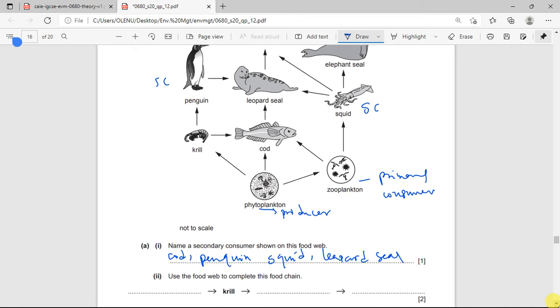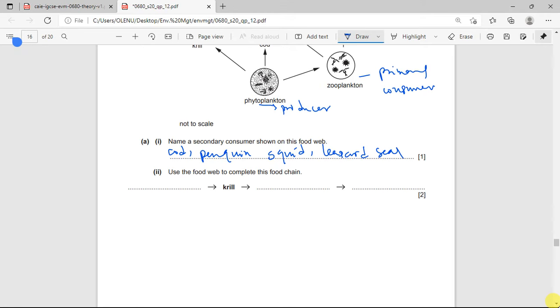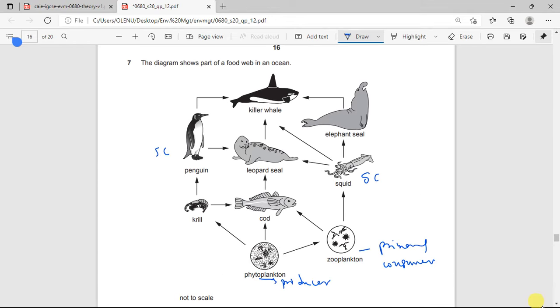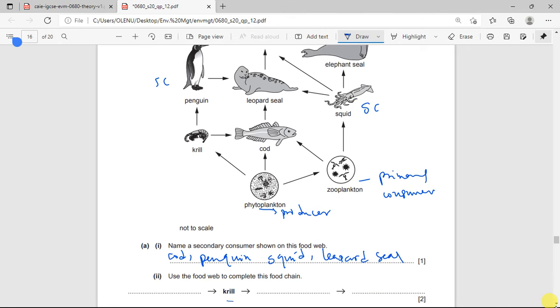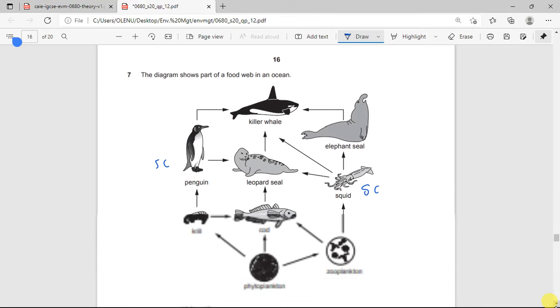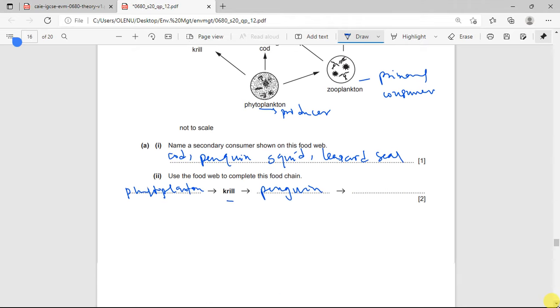So, what's the next question? They say use the food web to complete this food chain. There is krill here. So, which organism do krill feed on? Krill feed on phytoplankton. So, phytoplankton is the producer, consumed by krill, from krill to penguin. So, which organism feeds on penguin? Killer whale. So the last thing you write there is a killer whale.